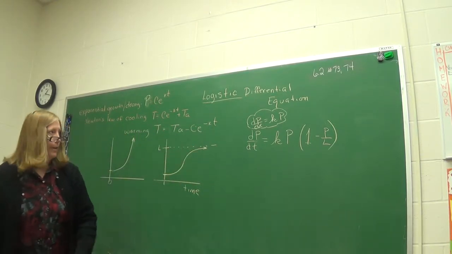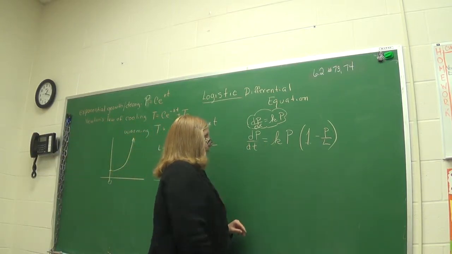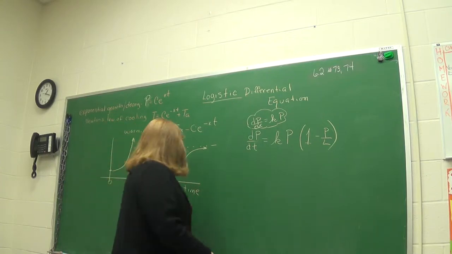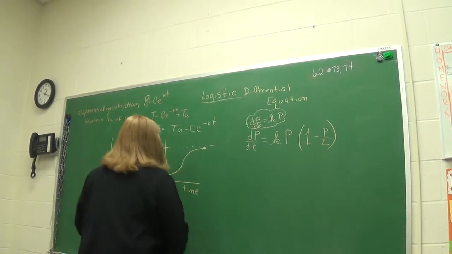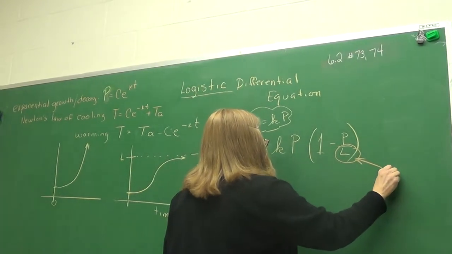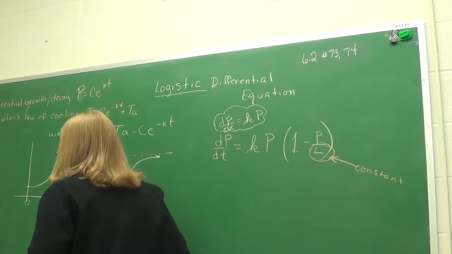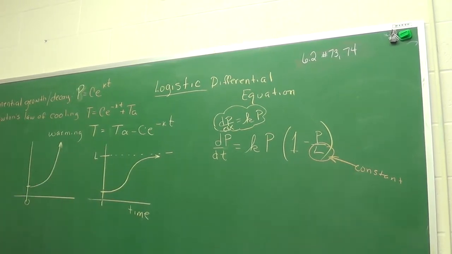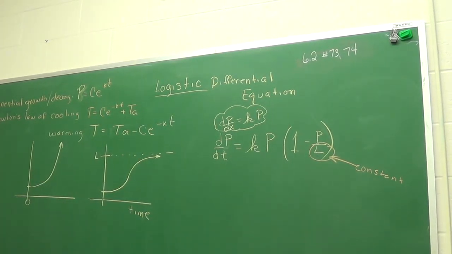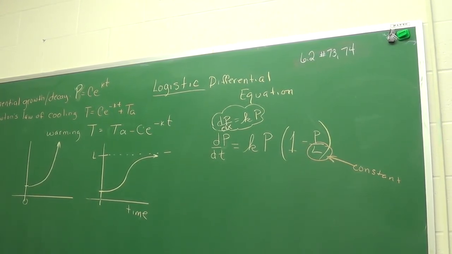I'm going to erase all this while you try to separate the t's and the p's. The L is just a constant. It's given in the problem, so don't worry about that one. It can go on either side as a constant can. So see what you can do with getting the t's on one side and the p's on the other.